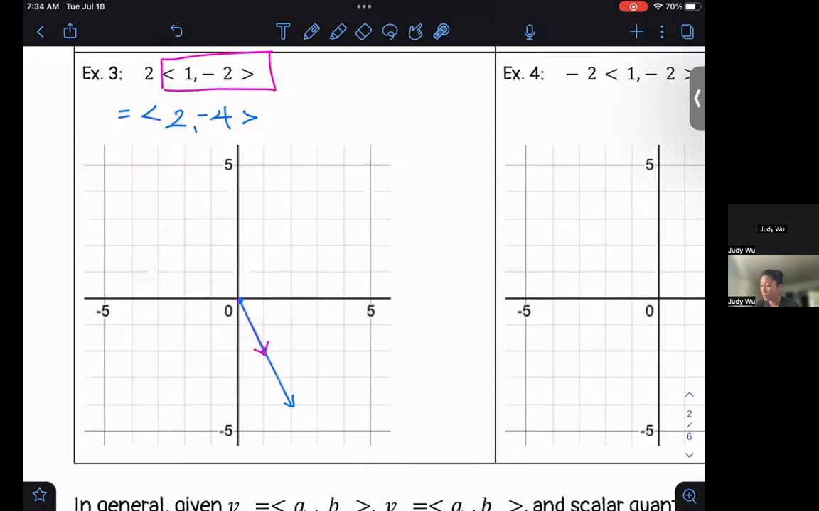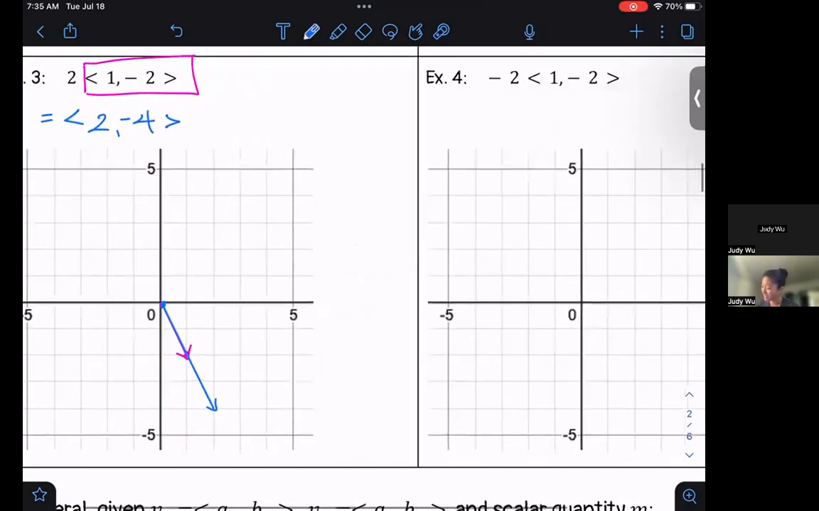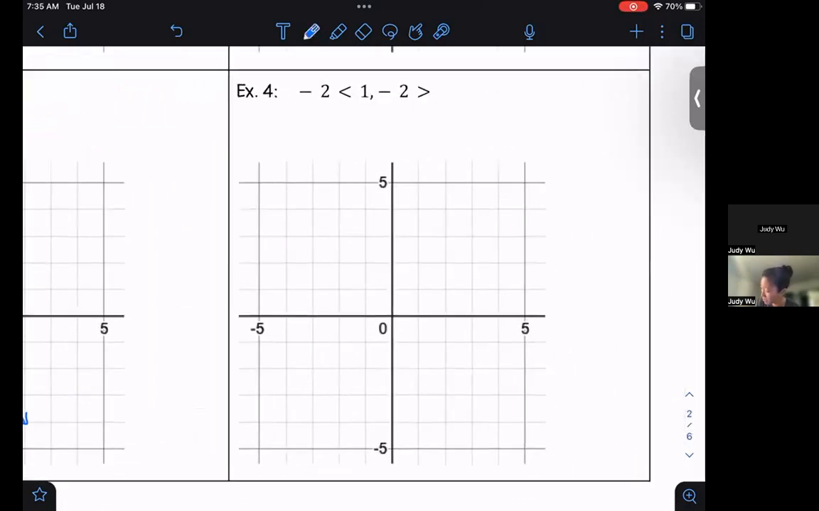Okay. So really, I have 1, -2, but I'm doing 2 copies of that. So once and then again. And that's how I get this scalar multiplication. No change in the direction, same direction, just changing the magnitude, making it longer. Okay. All right, let's take a look at example 4 here.